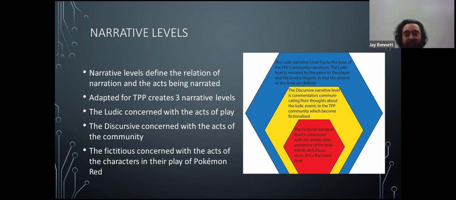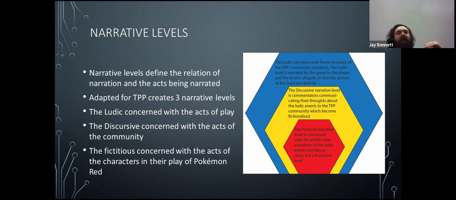So I adapted this to split this whole thing out. And so we've got the ludic narrative, which is the game. Everyone can agree what definitely happened in the game happened. Sorry, I skipped over: basically, narrative levels are just the narrator and the narration. It's just the relation between those. It sounds complicated, but that's all it is. So the ludic is concerned with the acts of play.